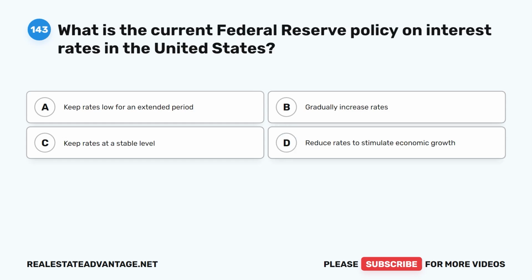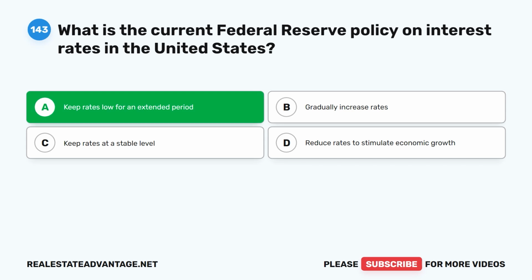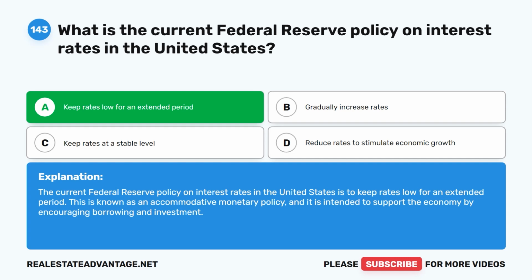Question 143. What is the current Federal Reserve policy on interest rates in the United States? A. Keep rates low for an extended period. B. Gradually increase rates. C. Keep rates at a stable level. D. Reduce rates to stimulate economic growth. The correct answer is A. Keep rates low for an extended period. The current Federal Reserve policy on interest rates in the United States is to keep rates low for an extended period. This is known as an accommodative monetary policy, and it is intended to support the economy by encouraging borrowing and investment.